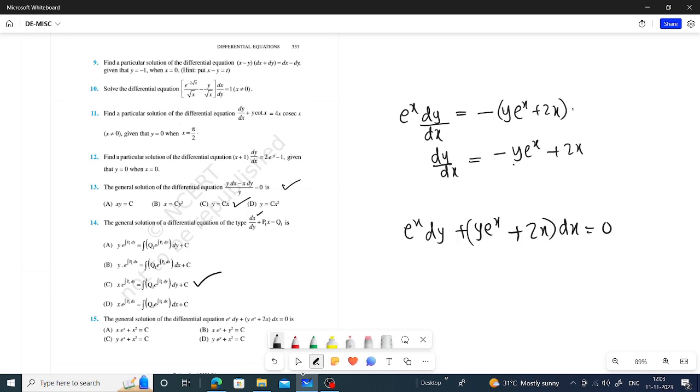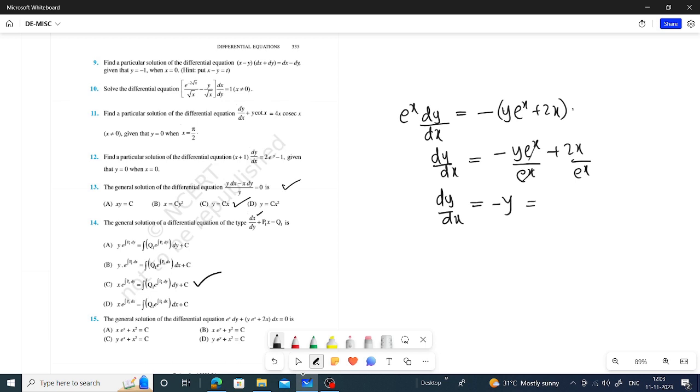So this e raised to x will go there, e raised to x by e raised to x, so all this will go. So now what happens is dy by dx equal to minus y minus 2x by e raised to x. So dy by dx plus y equal to 2x by e raised to x. Understood? So what is the integrating factor?